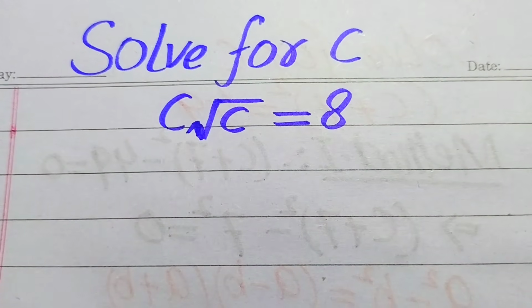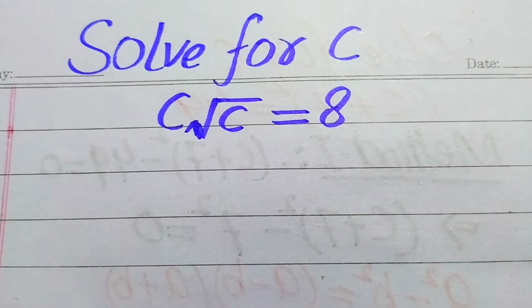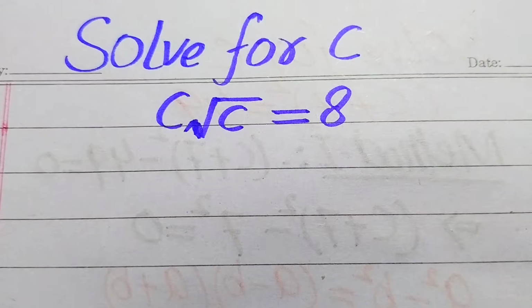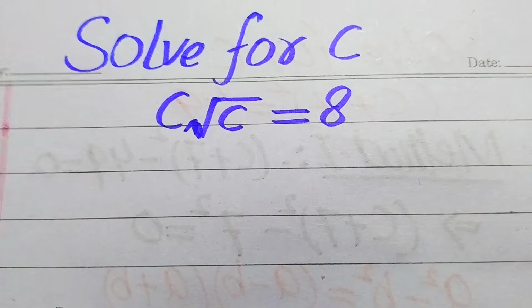So here we have c times square root of c is equal to 8, and we solve this problem for all the values of c. So here first we need to find all the roots of this equation.